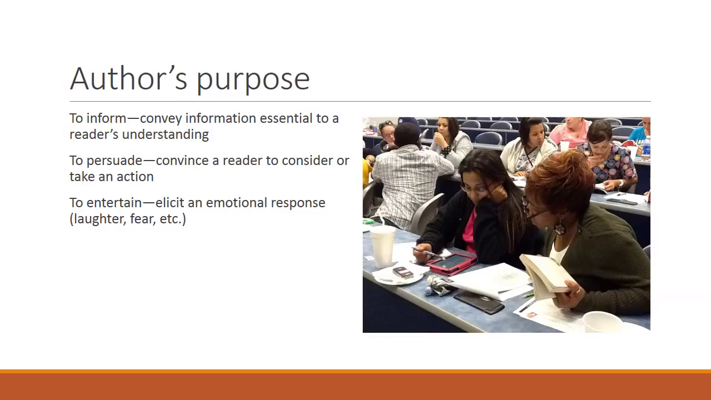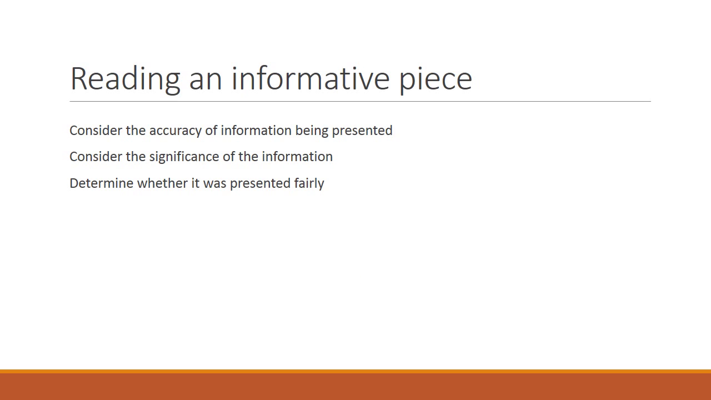In identifying the author's purpose, you can determine whether it is to inform, to persuade, or to entertain. If you're reading an informative piece, you have to consider the accuracy of the information being presented. Do you trust the author? Do you trust the information and the manner in which it is presented? Consider the significance of the information that is being provided, and then finally determine whether the information is being presented fairly or not. This moves into the evaluative process, which will become important as you write your rhetorical analysis.